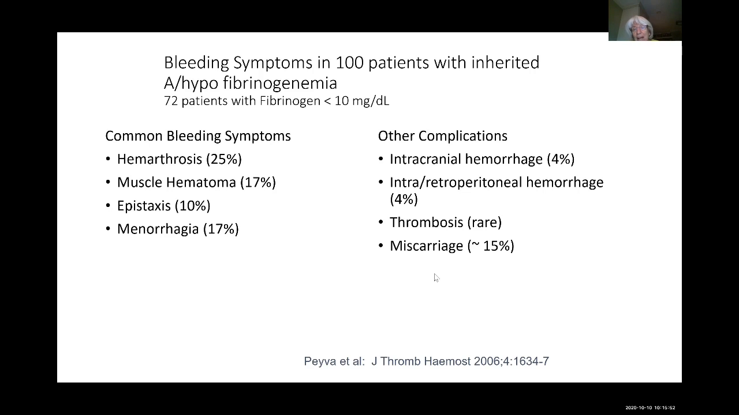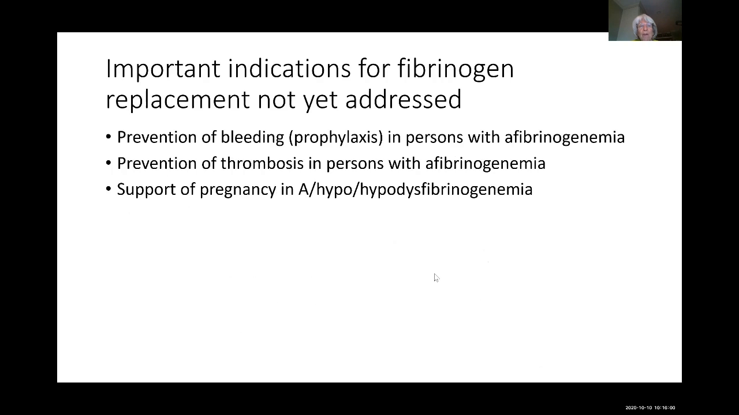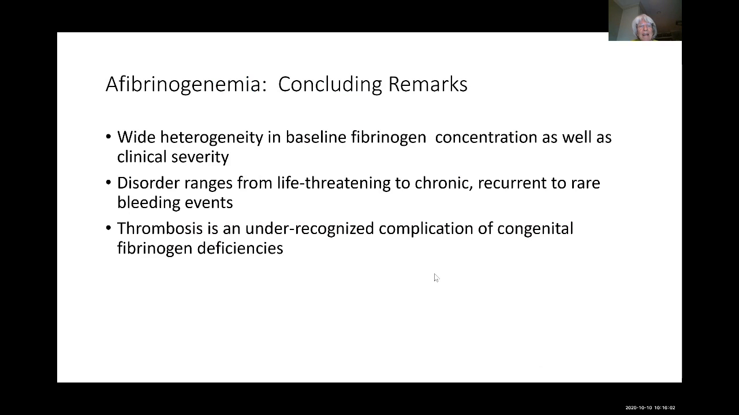So for the women out there, I want to say that there are huge impacts on childbirth and pregnancy, but they can be managed with treatment. So we don't need to talk about any of these. I just want to conclude that there is very wide heterogeneity in the disorders as well as the clinical severity, from almost nothing to life-threatening. And I think that thrombosis is an under-recognized complication of congenital fibrinogen deficiencies.